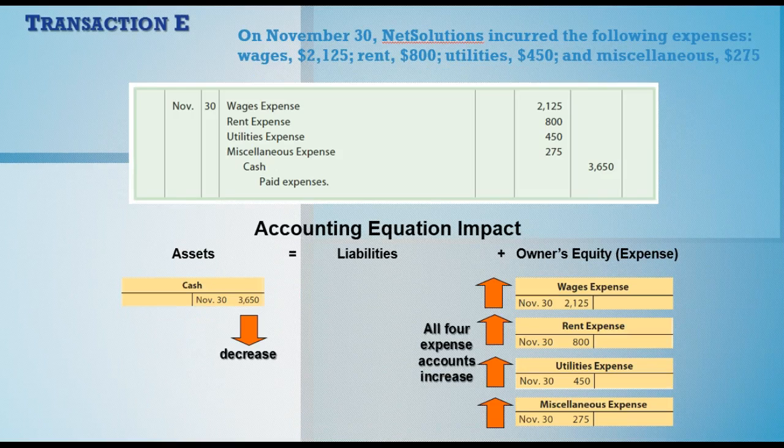Here's transaction E, and this is where we are paying some expenses. And we have a wage expense, the cost of doing business, a rent expense, a utilities expense, and a miscellaneous expense. Expenses need to be increased in the accounts, correct? By debiting. And we're going to credit cash because we paid cash for it. So we're subtracting from cash, so it's got to be credited. So again, the effect here, cash goes down. The owner's equity expense accounts now go up with debits.